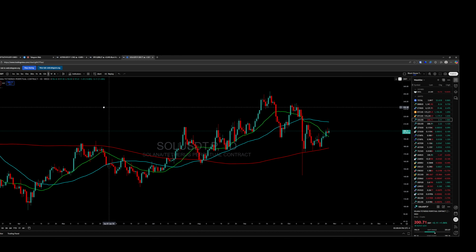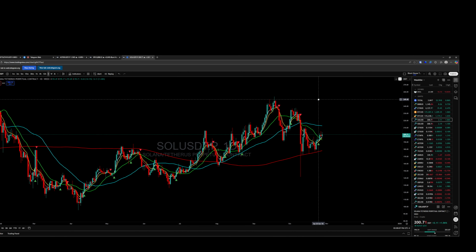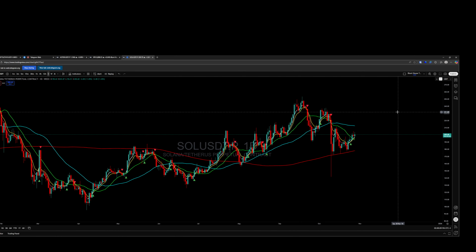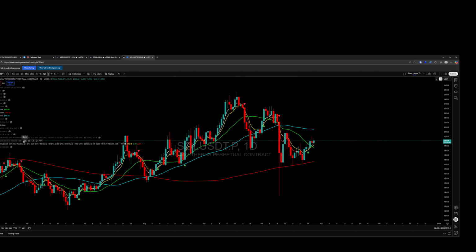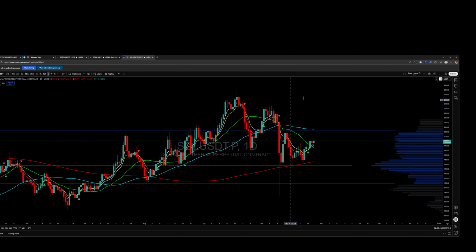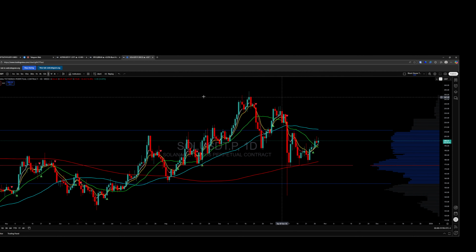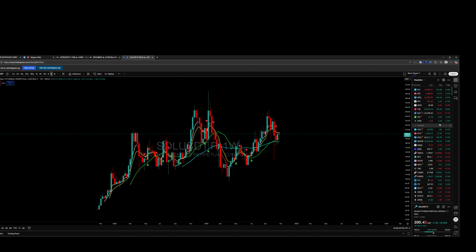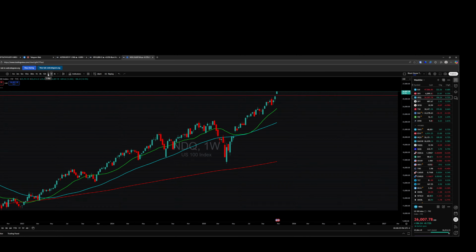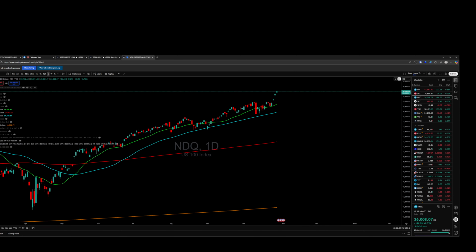Solana, if we look at it, doesn't look much different than Bitcoin. Nasdaq is moving crazy at the moment. It's got major gaps, but it's not looking like the momentum is slowing. It's nowhere close to the 21 moving average in the weekly. It's crazy.